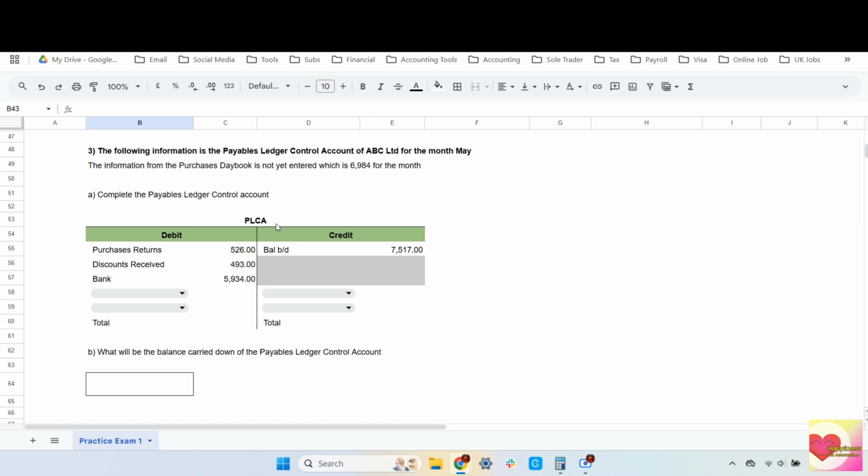PLCA is a liability account which increases in credit, and the only time it increases is when we have purchases. So we record purchases in credit. All other entries decrease our PLCA, which include purchases returns, discounts received, and also the cash payment made from our bank, which are recorded in debit. So this figure from purchases daybook increases our PLCA, so this should be recorded in credit.